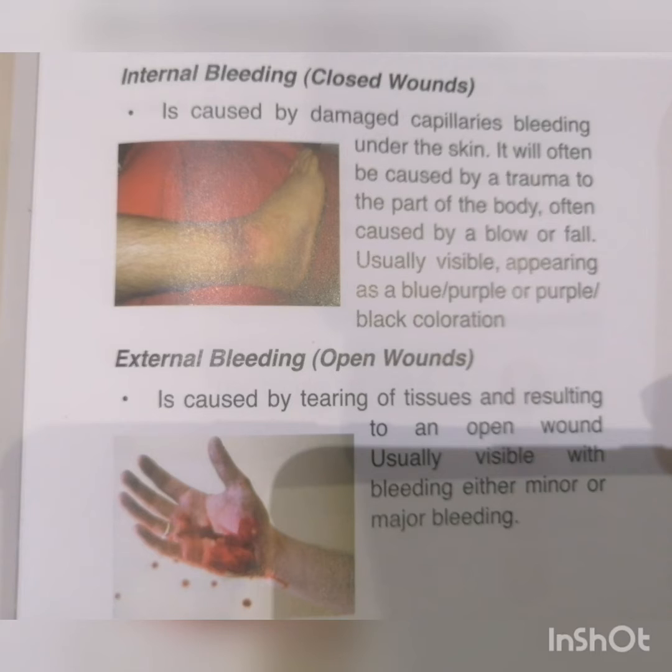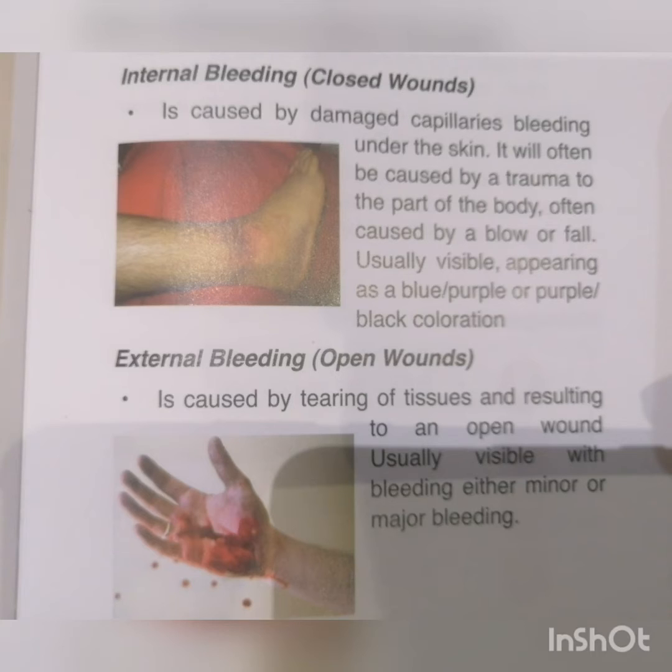There are different types of wound. You have internal bleeding, which is called closed wound. It is caused by damaging the capillaries, bleeding under the skin. It's often caused by trauma to a part of the body, often caused by a blow or fall, usually visible as a blue purple or a purple black coloration. What is external bleeding?